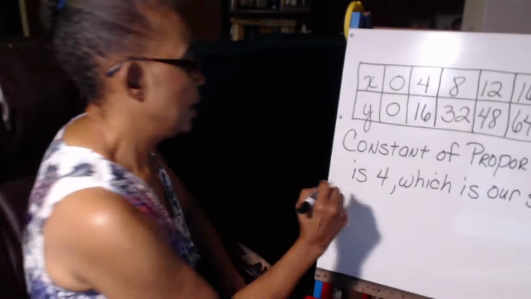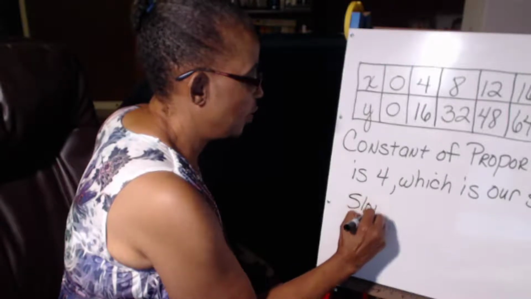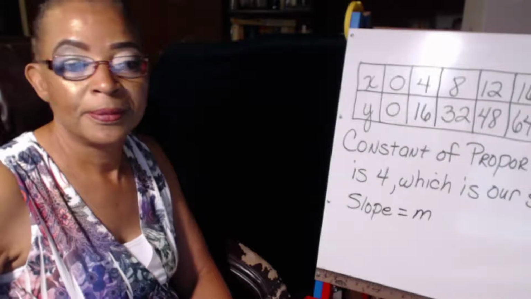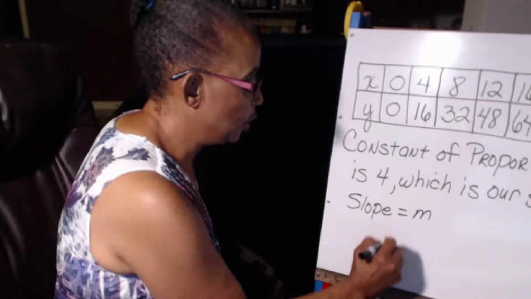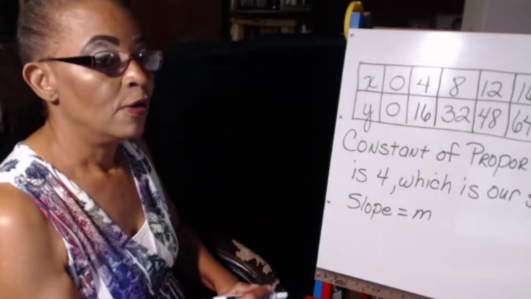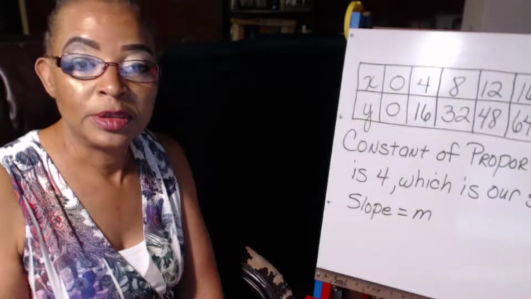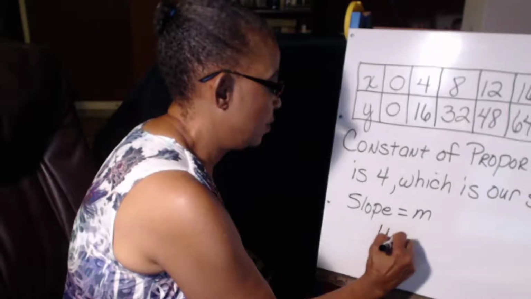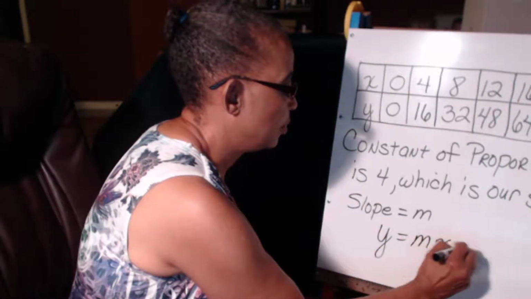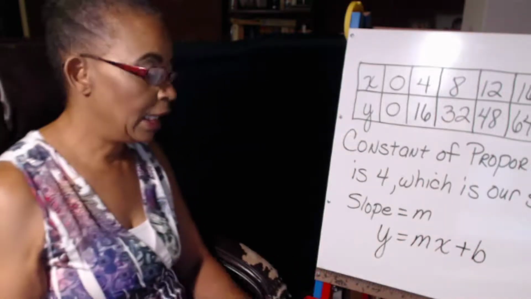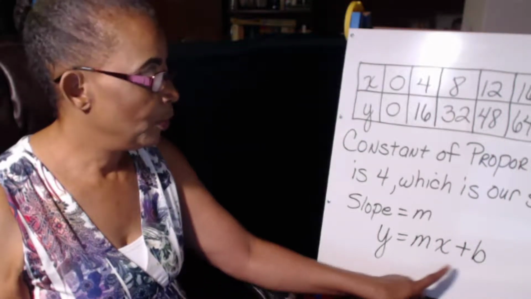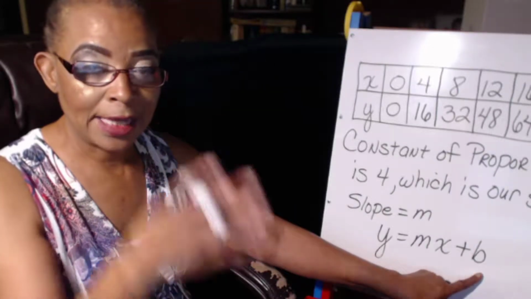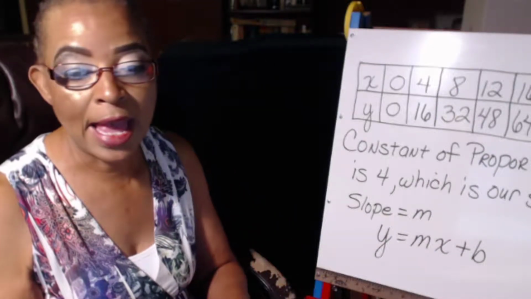And remember, slope is represented by the lowercase letter m. And that is what we use in our equation for the slope-intercept form of an equation of a line. So y equals mx plus b. Again, the m stands for slope, and the b is where the line will cross the vertical axis that we call the y-axis.